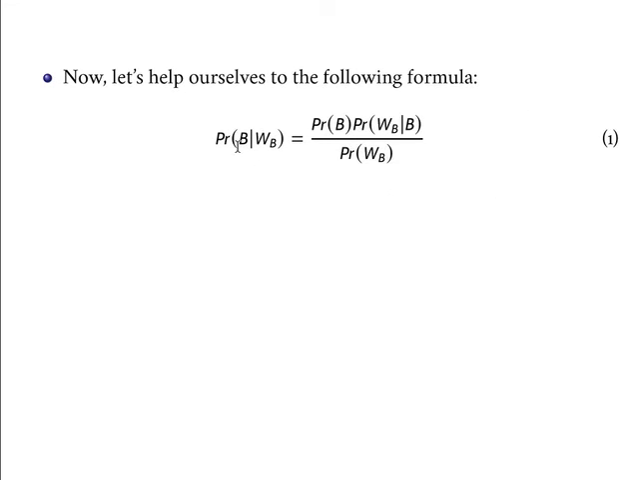What we have is that the probability that it was blue, given that the witness says so, and this is what we're looking for, equals the unconditional probability that it was blue, times the conditional probability that the witness says it was blue, given that it is blue, over the unconditional probability that the witness says it's blue.